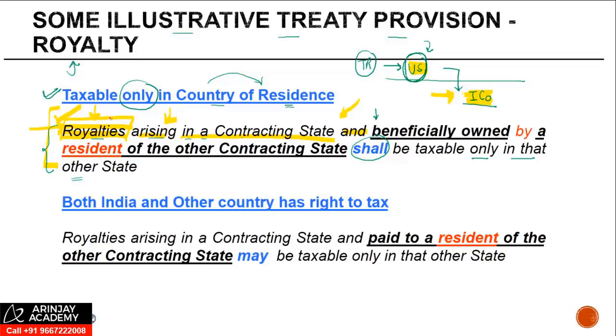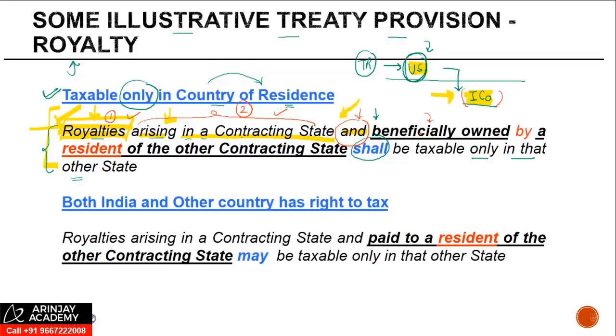So what is condition number one? Condition number one is that the payment under consideration should be royalty. Second, it should be arising in a contracting state. Which is the contracting state we are referring to over here? It is India. And not only should the payment be royalty, not only should it be arising in India, the third condition is beneficially owned.